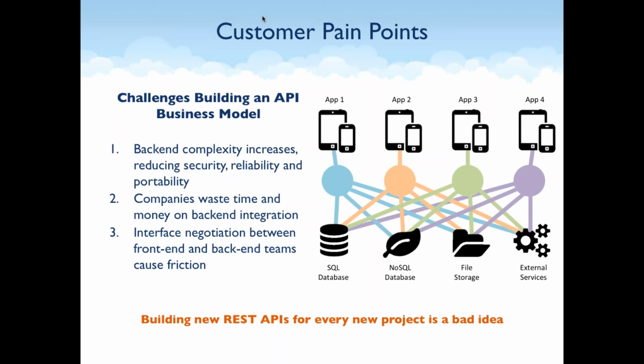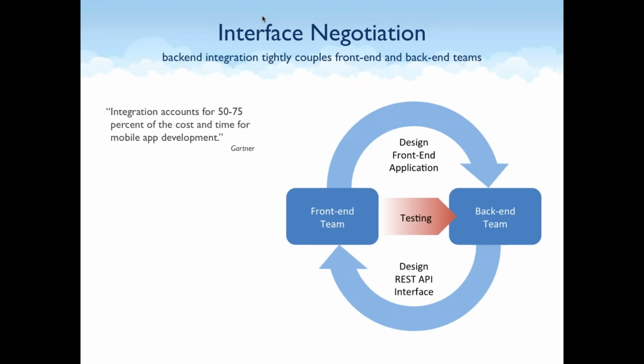One thing I'd like to point out here is there's a constant interface negotiation between the front-end and the back-end teams, which is very slow and cumbersome, and it really prevents companies from getting things to market quickly and efficiently, and also securely. And how we like to depict this, and we've actually as a company built a lot of our technology because of this problem that we faced ourselves.